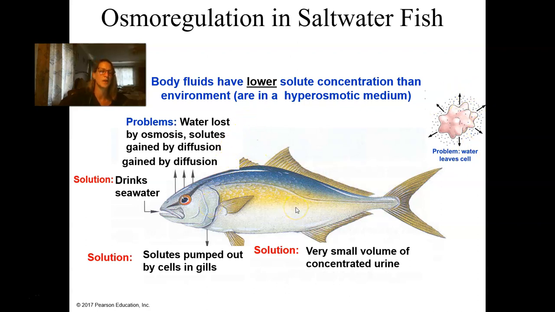Again, that's just because there's a bunch of solutes in the water and they move passively into the fish. So the solutions that saltwater fish have, if they are not osmoconformers, is they drink a lot of seawater, so they're gaining extra water through drinking, and they pump out solutes in their gills. So their gills have these cells that pump out solutes, and in addition, they don't release very much urine at all, and it's very, very concentrated.